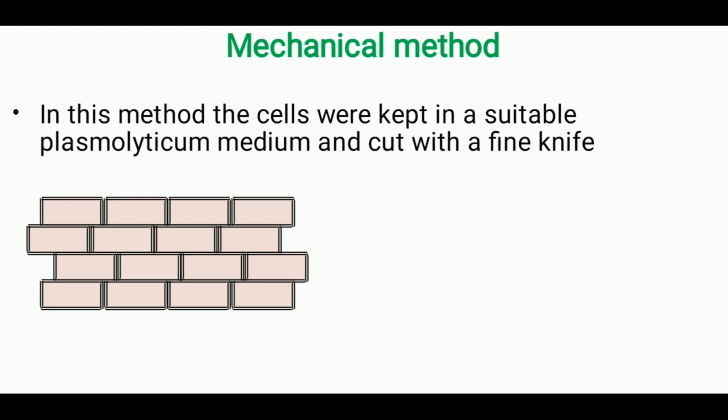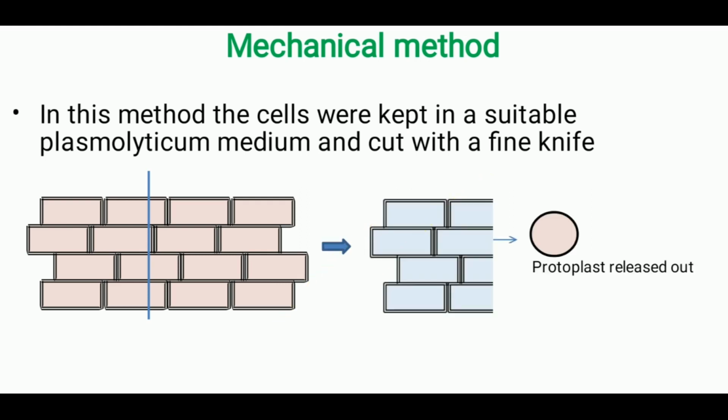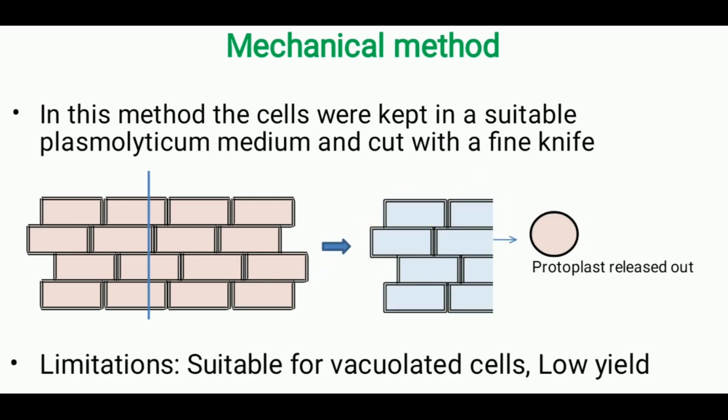In the mechanical method, the cells are kept in a plasmolyticum medium and a fine cut is made with a knife. If the cut is made between the protoplast and cell wall, then the plasmolyzed protoplast comes out from the cell and gets a circular shape. The key limitation of this method is very low protoplast yield, and it is suitable for vacuolated cells.